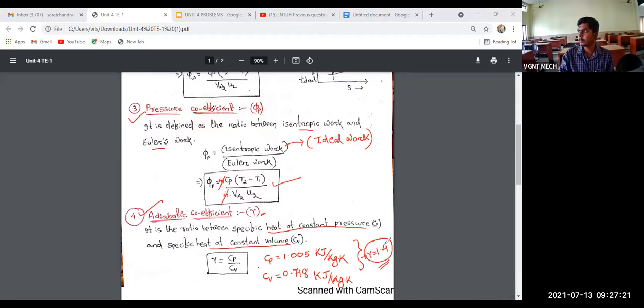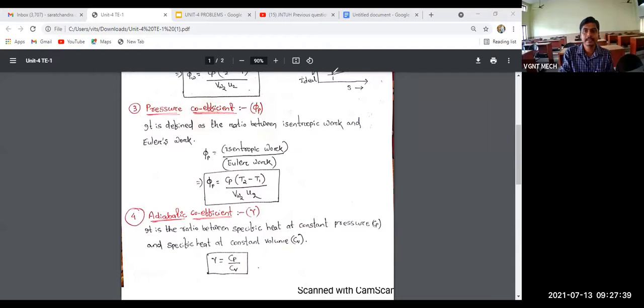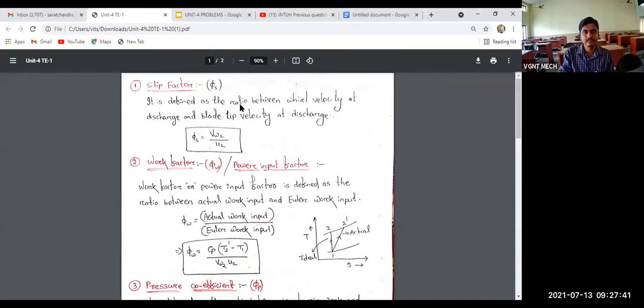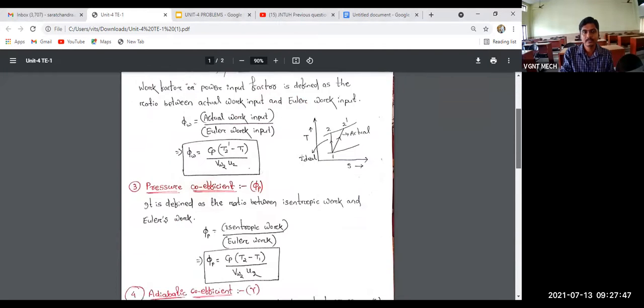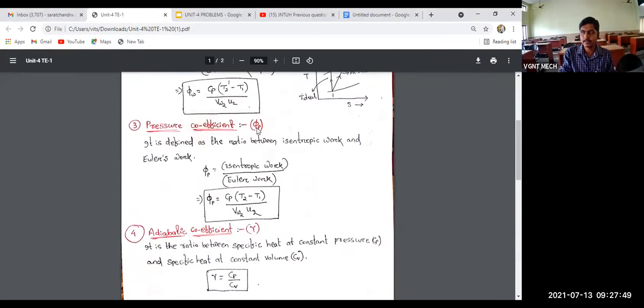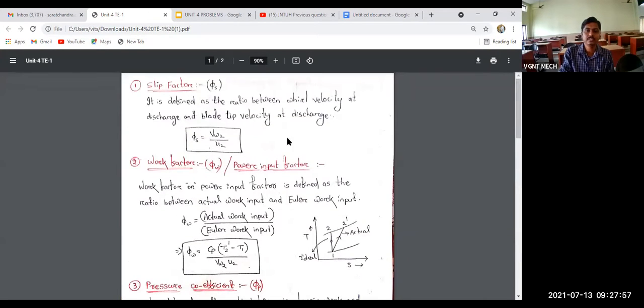So if in the question paper they do not mention gamma, Cp and Cv values, you should remember these 3 values. Cp is 1.005, gamma is 1.4, Cv is 0.718. These are the 4 definitions that I gave yesterday: slip factor, power input factor phi W, where W stands for work, then pressure coefficient phi P, where P stands for pressure, then adiabatic coefficient gamma. Very simple definitions. We have already discussed all these things yesterday.